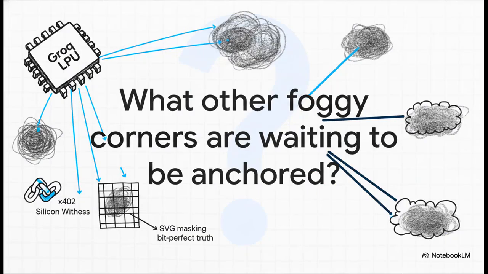We've seen how Groq LPUs, silicon witnesses, SVG masking, and X402 webhooks have successfully rescued supply chains from absolute chaos, replacing approximation with bit-perfect physical truth. So I want to leave you with this provocative thought. If we can achieve absolute verifiable digital trust right down to the silicon level, what other broken, foggy corners of our digital economy are trapped in the miasma right now, just waiting to be anchored?